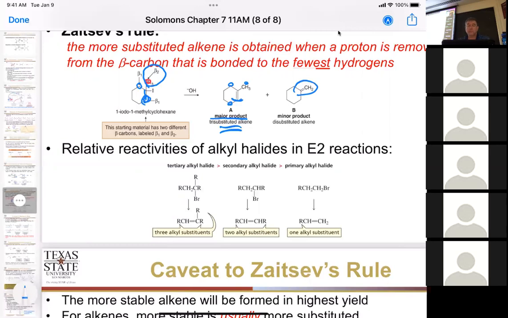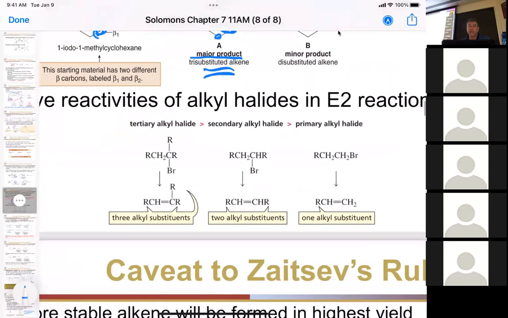Okay. So in the case of our reactivity here, our tertiary alkyl halides are more reactive because they're going to give at least a disubstituted or trisubstituted alkene. Secondaries are only going to give a disubstitution, and with primaries, you're only going to get monosubstitution. So they go slower. They make less stable products, so the reaction goes slower.